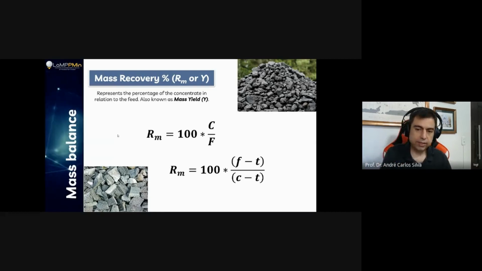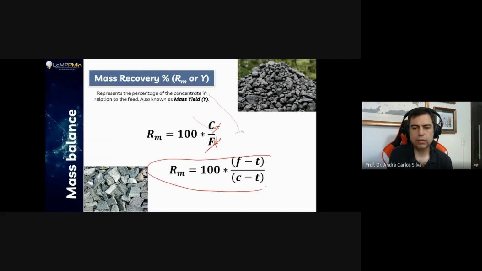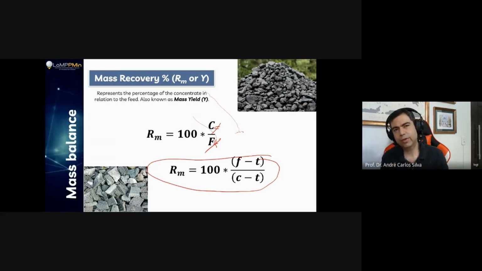Okay, so in this case, I'm just going to remove the grades from these two flows. Sorry, at the beginning I have this F and C over here, and I'm just going to remove those. So I can evaluate the mass yield as a division between the concentrate and the feed, or I can do the same by using the grades also. I can use both equations and the result should be the same. But as I mentioned to you, if I go to an industrial operation, the result is not going to be the same.